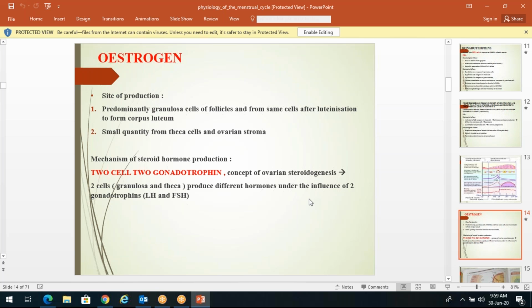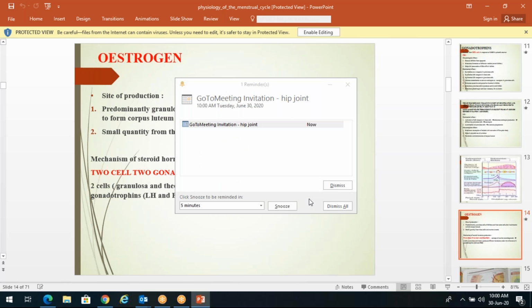What is the mechanism of the hormone production? We call it the two-cell, two-gonadotropin concept. So what happens here during ovarian steroidogenesis? There are two cells. One is the granulosa cell, the other one is the theca cell. They are under the influence of two gonadotropins. What are those two gonadotropins? One is LH, the other is FSH.